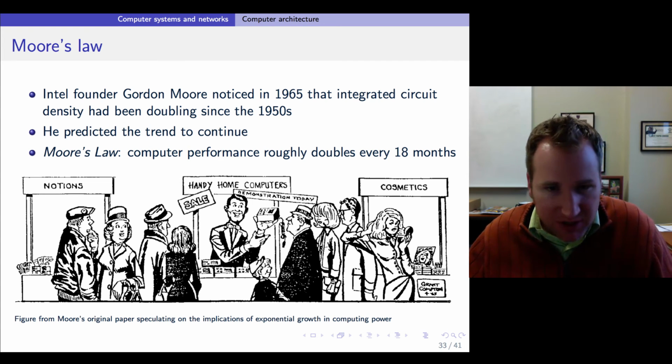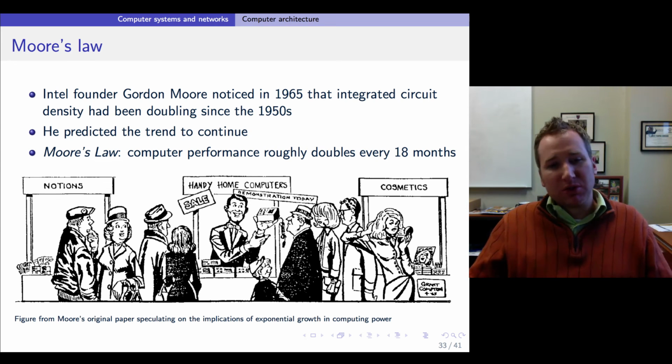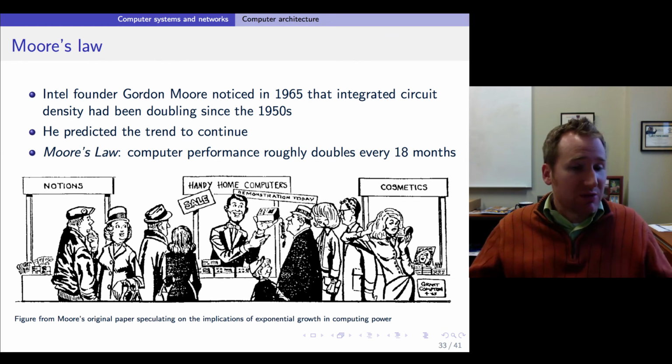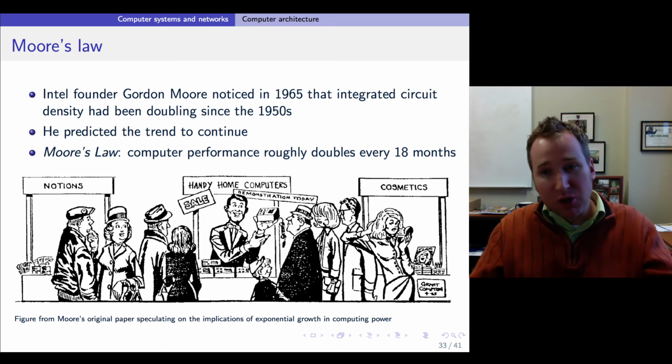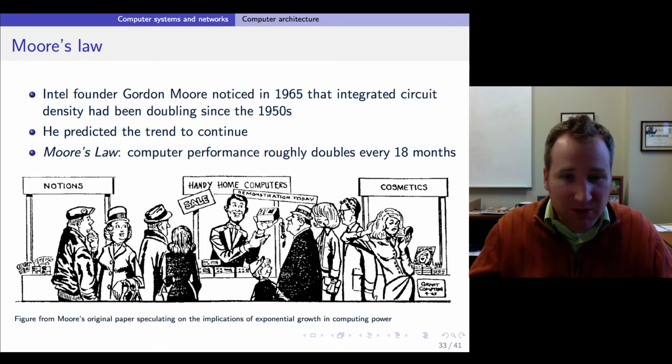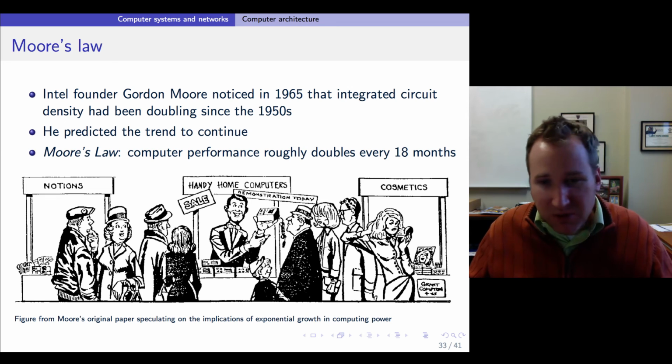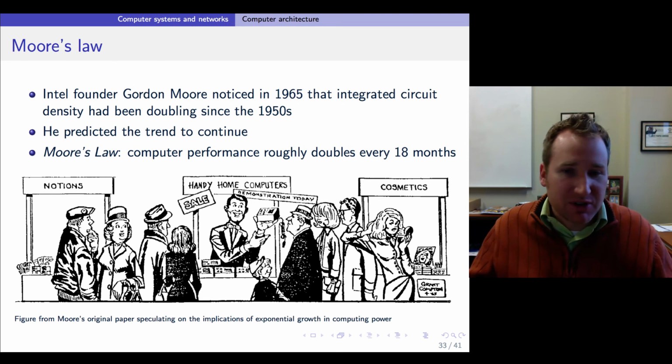And just for fun here, this is a picture from Gordon Moore's original paper in 1965, which came up with how he envisioned computers might evolve and take advantage of this exponential growth. This is a picture of people at a department store, where they might go to different parts of the store, notions and cosmetics, and then handy home computers where people can come and get their own computer they could hold in their hand. It seemed like such a fanciful idea back in the day, just 50 years ago.